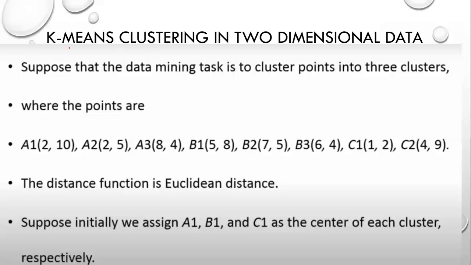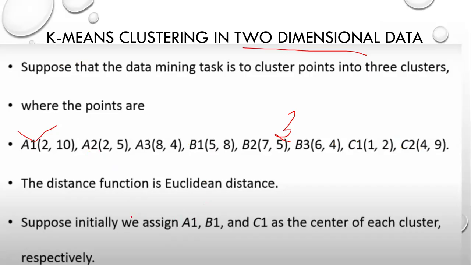Now we are going to see K means clustering in two-dimensional data. So these are the given data points. If you see in the questions, we have A, B, and C. So totally we will be having three clusters. We have to divide these clusters in three. We have to segregate in three clusters.